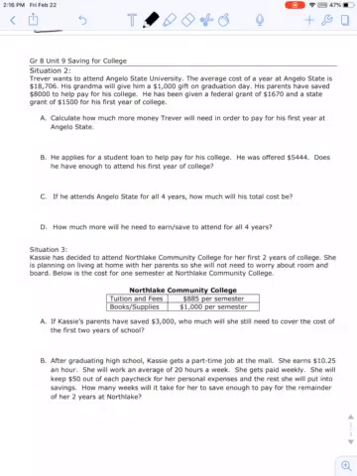All right, so situation 2. Trevor wants to attend Angelo State University. The average cost of a year, we're going to go ahead and highlight that, at Angelo State is $18,706. His grandma will give him a $1,000 gift on graduation day. His parents have saved $8,000 to help pay for his college, and he has been given a federal grant of $1,670 and a state grant of $1,500 for his first year of college. Calculate how much more money Trevor will need in order to pay for his first year at Angelo State.